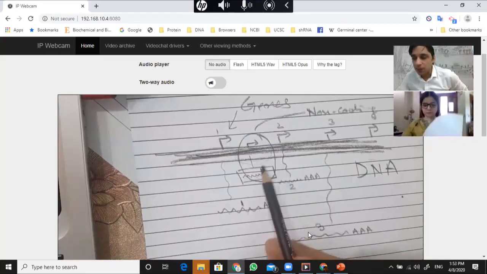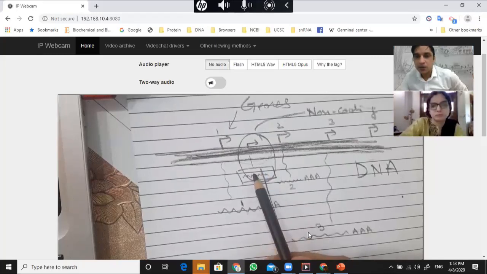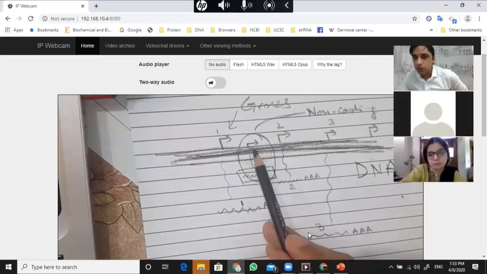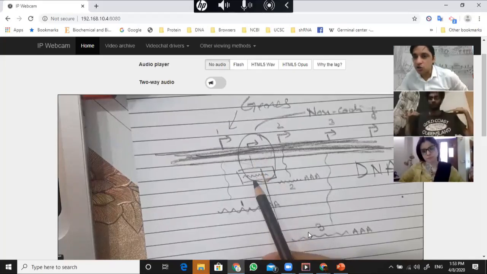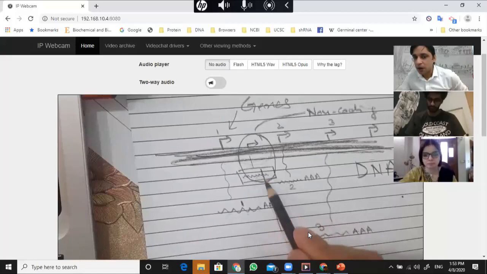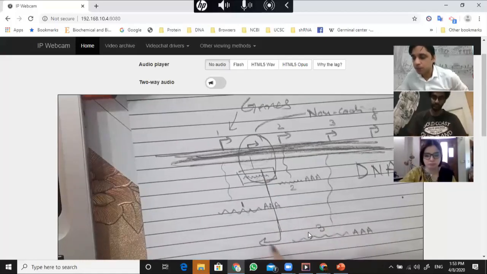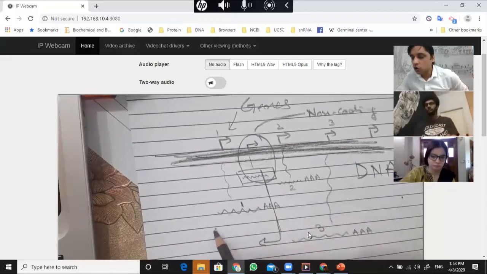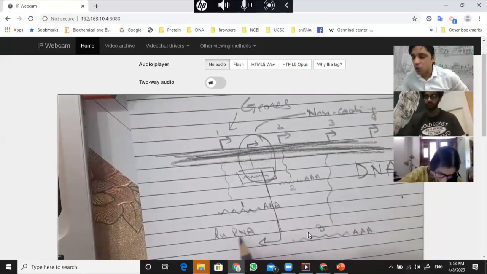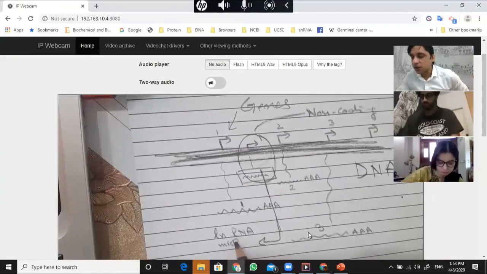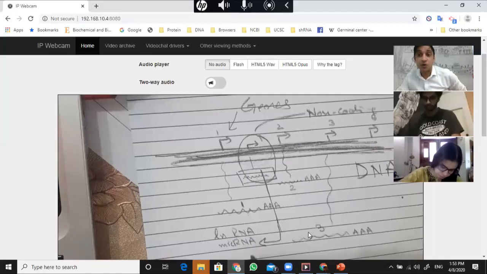Now, if you are clear about the non-coding parts, the non-coding portion is able to generate RNA, but that RNA is not a messenger RNA. That RNA might be of different types. It might be a long non-coding RNA. It might be a small interfering RNA. It might be a micro RNA. You must have heard this term, micro RNA. This might be a micro RNA.